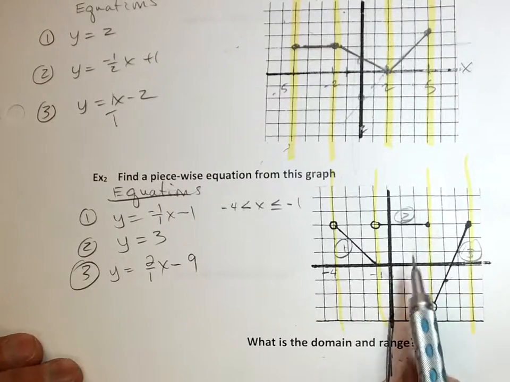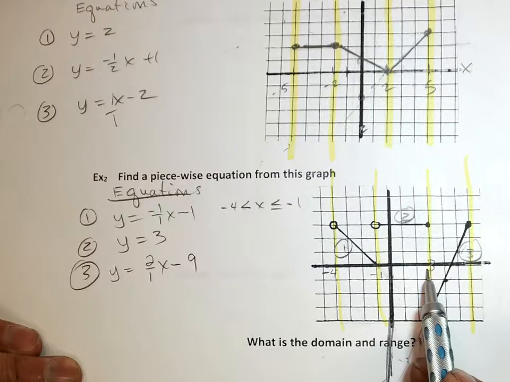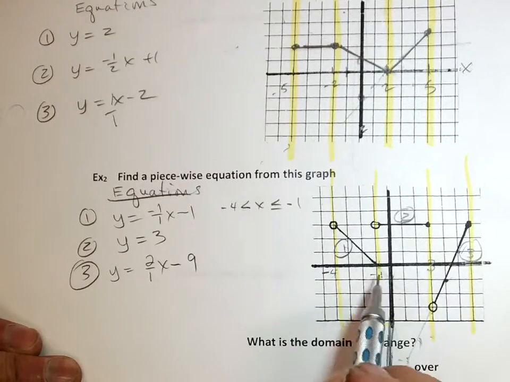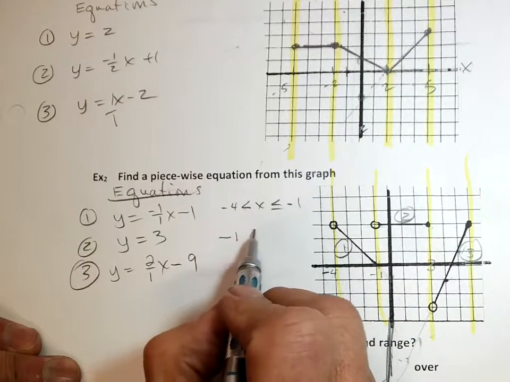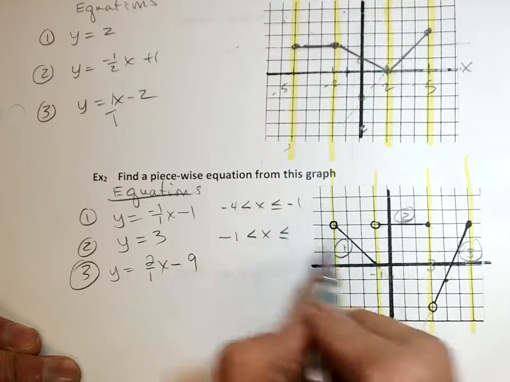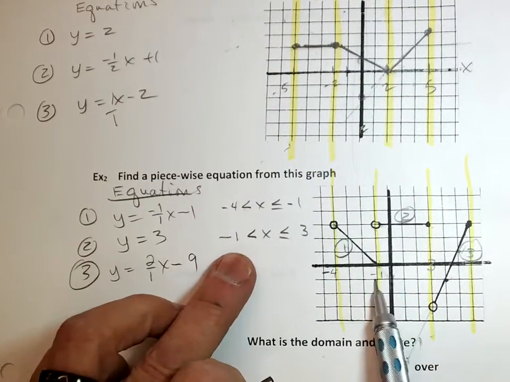Graph 2 exists between -1 and 1, 2, 3. So graph 2 is between -1 and 3. -1 is less than x, which is less than or equal to 3. Okay, got it that time. Open circle, doesn't equal it at -1.